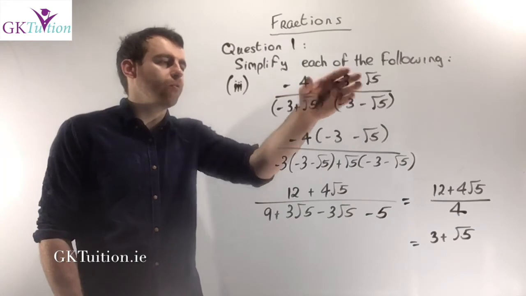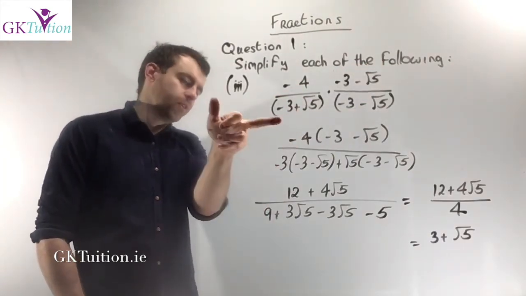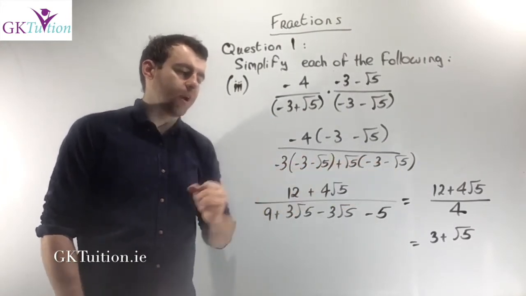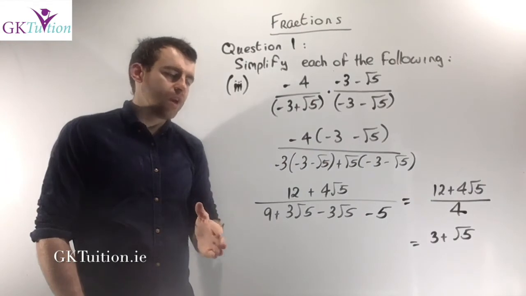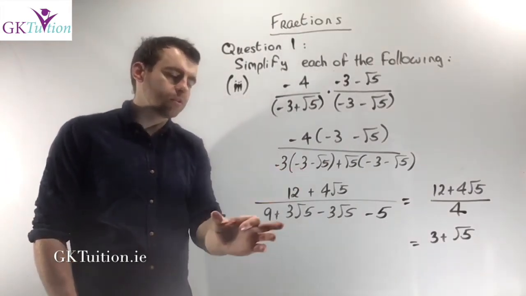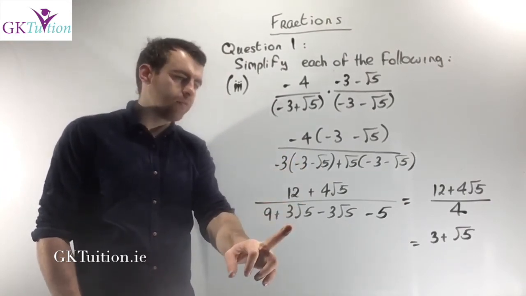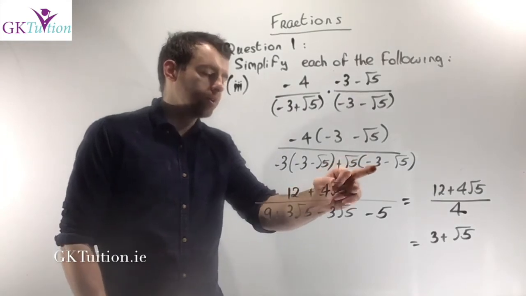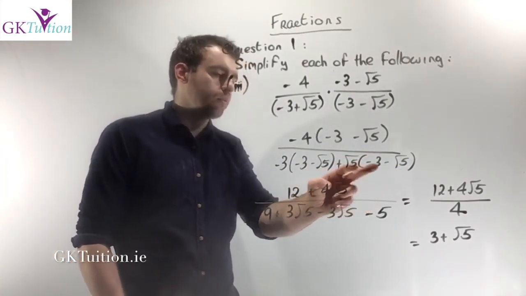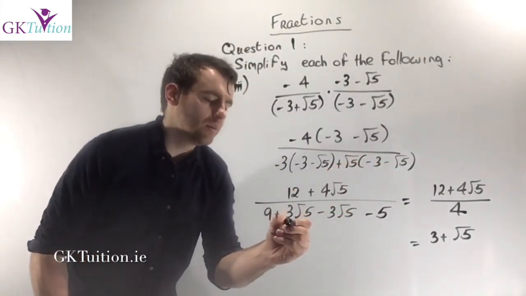So it becomes minus 4 times this bracket on the top, and then here I just have double brackets. So it's the first thing in the first bracket by the second bracket, second thing in the first bracket by the second bracket. When I multiplied it out, the key here, I want you to look at what happens on the bottom. Minus 3 by minus 3 is 9. Minus 3 by minus root 5 is plus 3 root 5. Root 5 by minus 3 is minus 3 root 5. And root 5 by minus root 5, well, plus by minus is minus, and root 5 by root 5 is 5. This is the important bit.